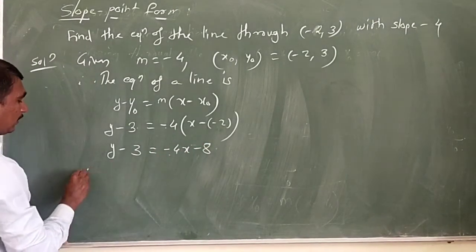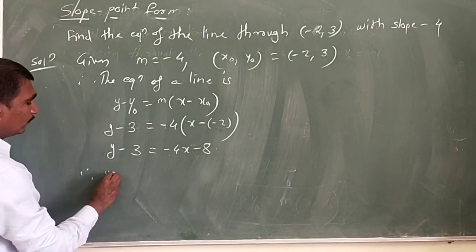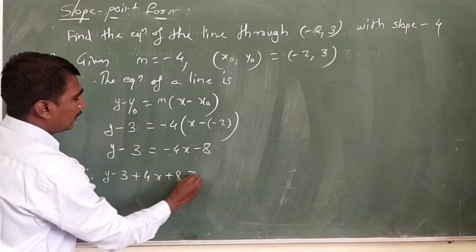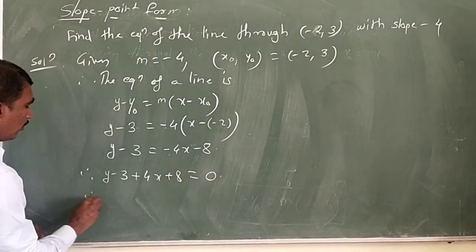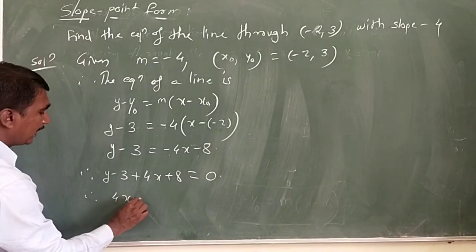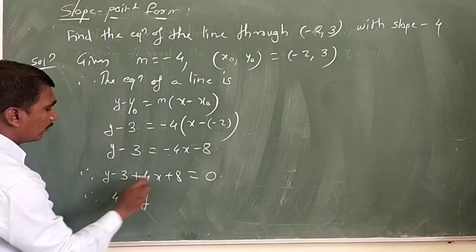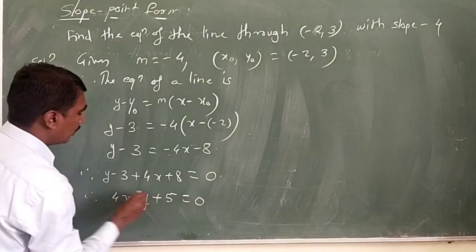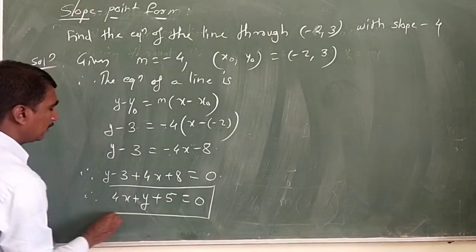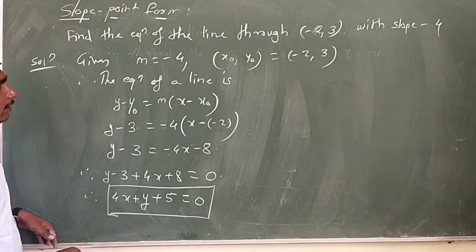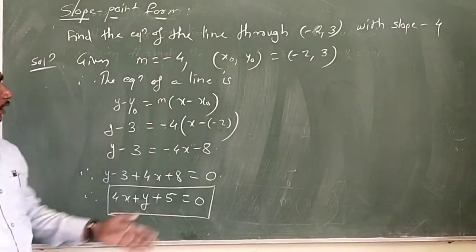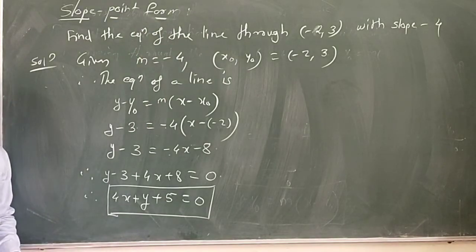All this take to the left hand side. So therefore y minus 3 plus 4x plus 8 is equal to 0, or the equation is 4x plus y plus 5 is equal to 0. This is the equation of the line which passes through the point -2, 3 with slope -4. Hence the solution. So we take one more example.